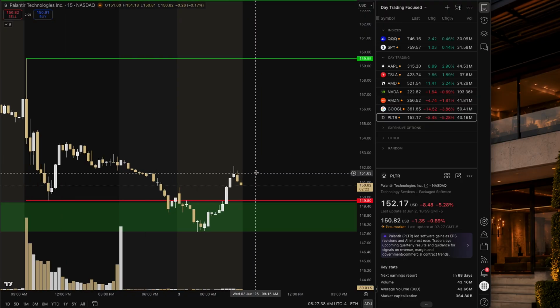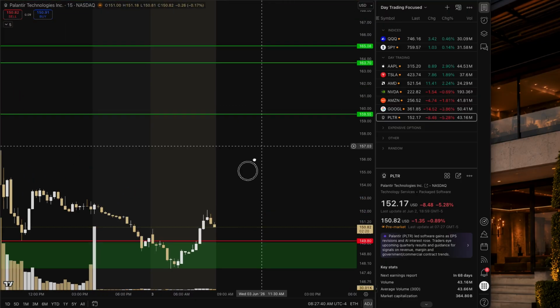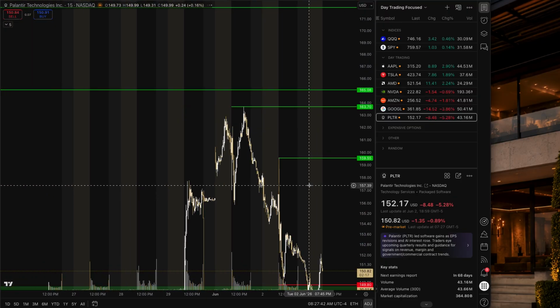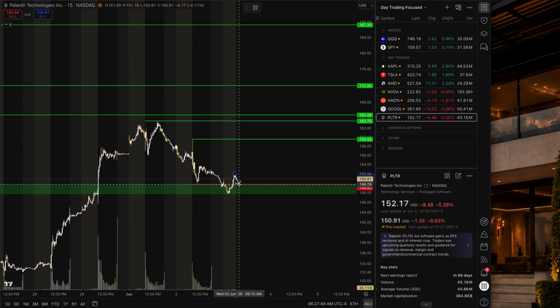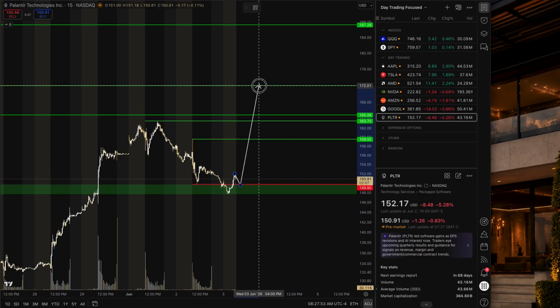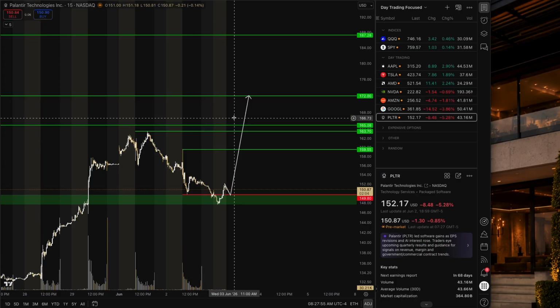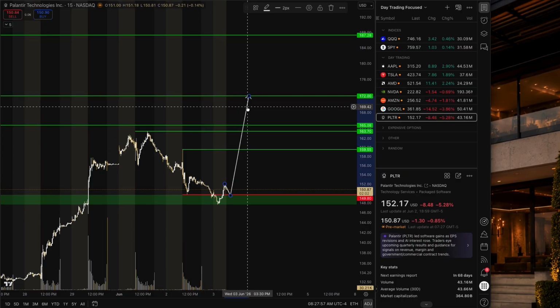Now what I want to see is the continuation on Palantir. So if this can continue towards the upside, right? Let's say now it's going to come back for the retest of previous day low, and then it can continue towards the upside. So we can see a nice move on Palantir maybe.